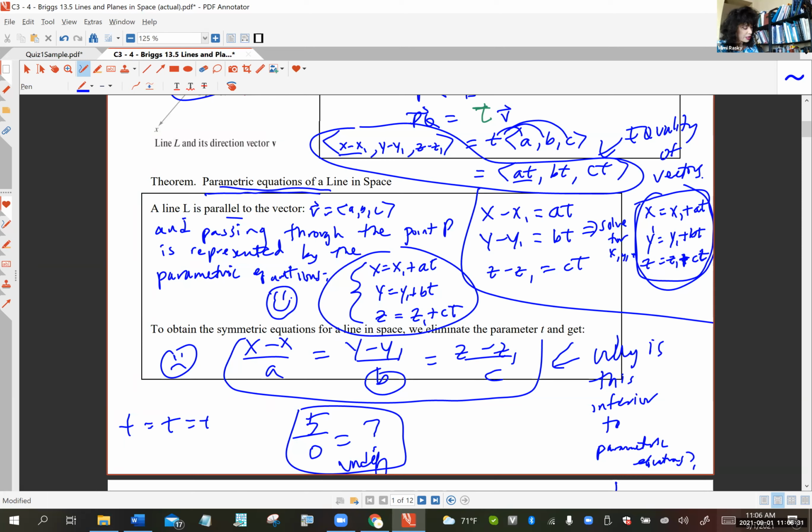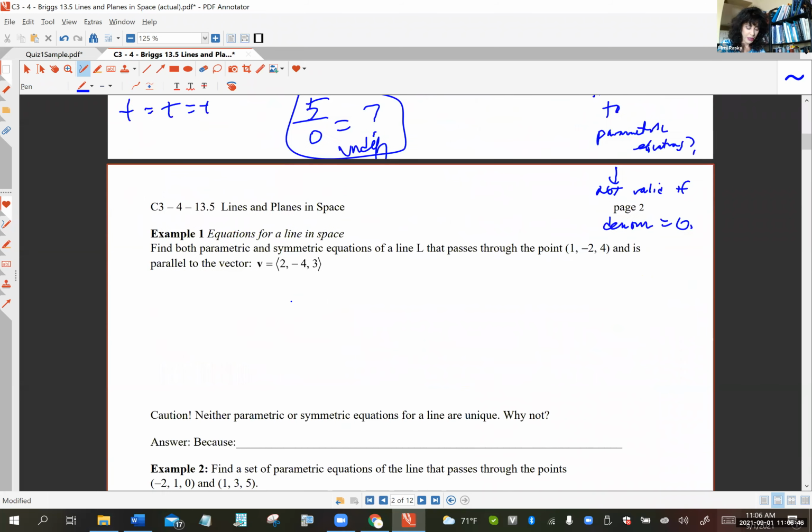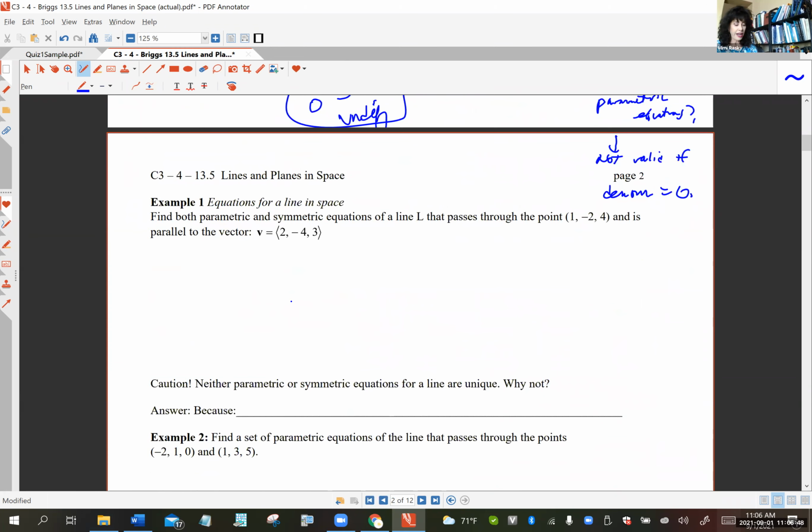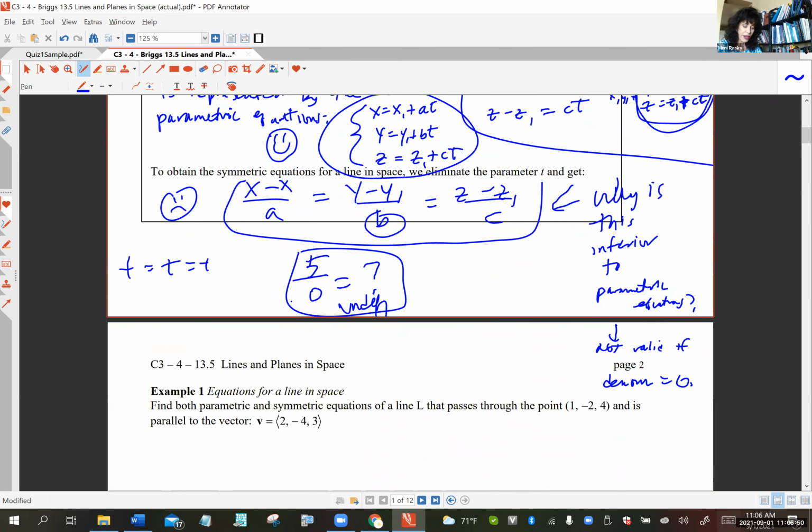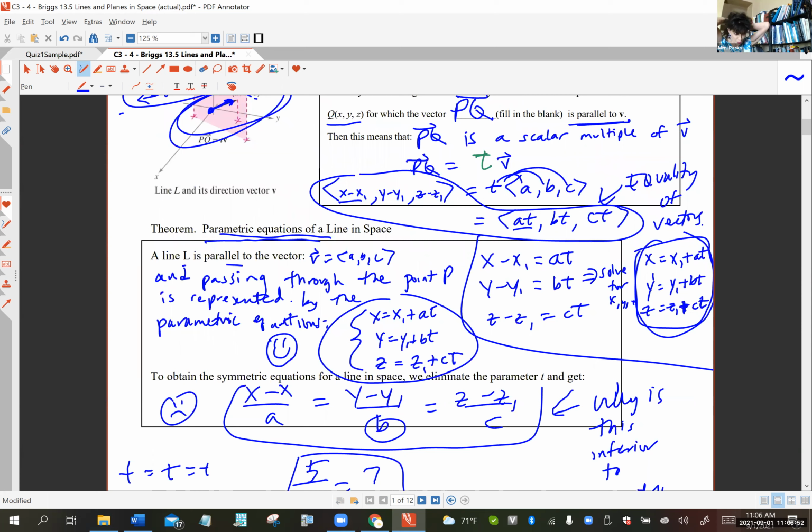So we're going to do a couple of examples of getting these parametric equations for a line in space. And it's not that hard yet, till we start introducing more things into the problem. We'll keep it kind of easy. I want to summarize, though, this theorem. So what does this theorem say? Like, what are the two big pieces of info that you need in order to get your parametric equations?